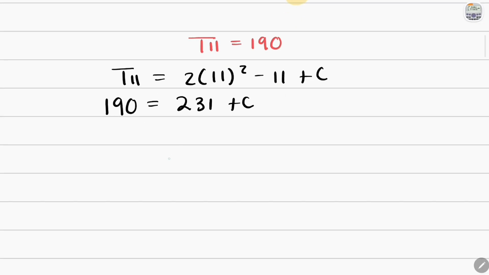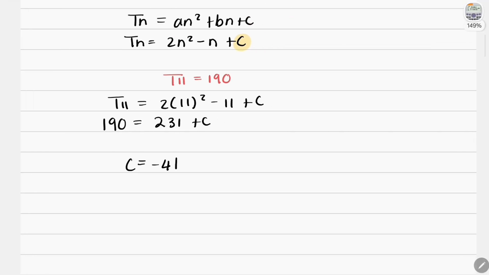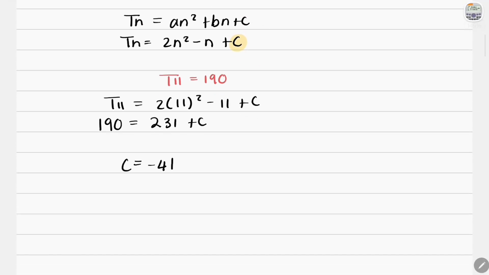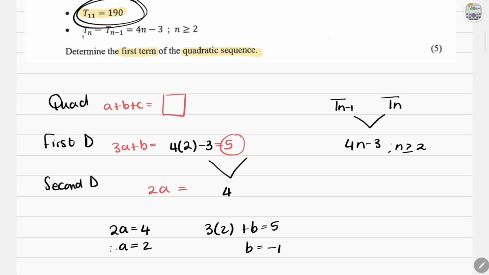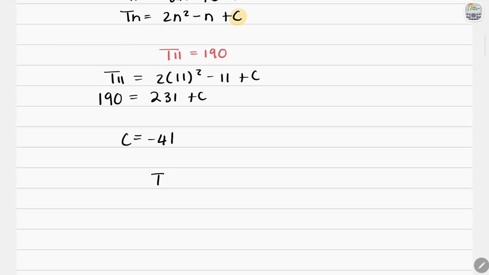And then if you transpose it, that is 190 minus 231. Might as well just say 231 minus 190. That is 41. So c equals negative 41. And now that we have c, we can find that first term. Yeah, it's long, but that's why it's 5 marks clearly. So we'll just say Tn equals 2n squared minus n minus 41.